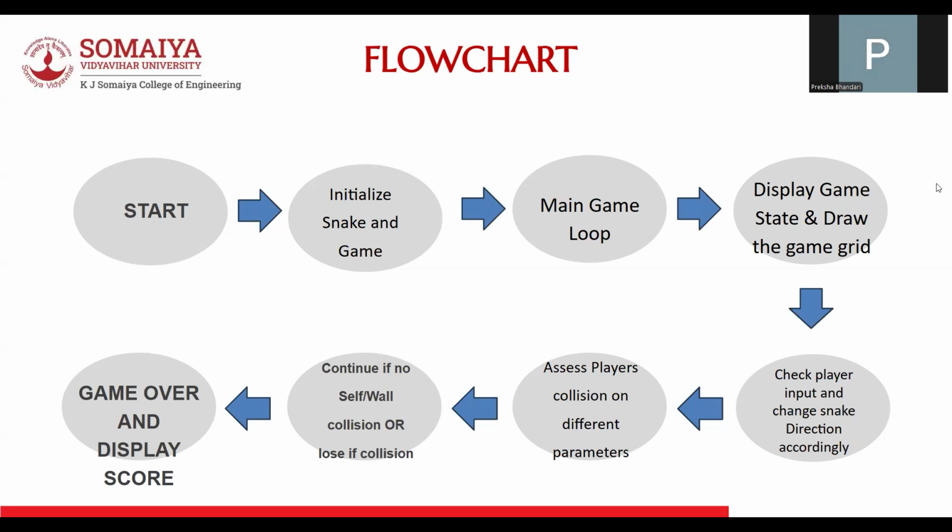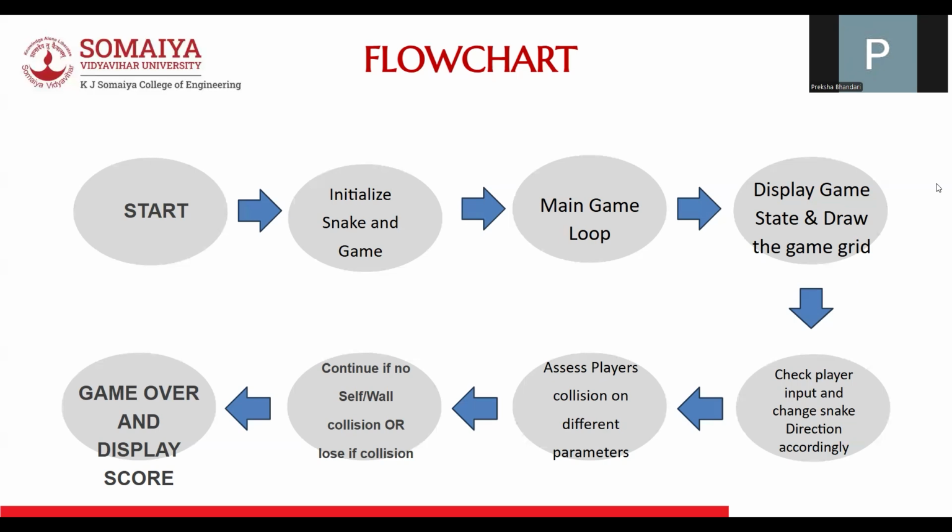Third, main game loop. Enter the main loop where the game runs continuously until a game over condition is met. The loop manages the game's ongoing events and objects. Fourth comes display game state and draw the game grid. It displays the current state of the game on the screen, showing the game boundaries and the food item.